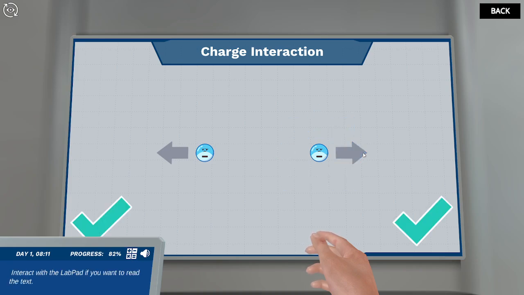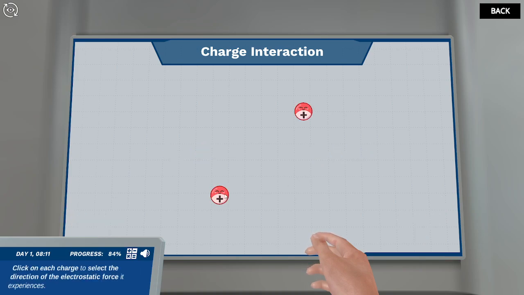Well done! This is exactly right. The charges have the same sign, so the electrostatic force is repulsive. It drives the charges apart from one another. You are ready for a harder challenge. Click on each charge to select the direction of the electrostatic force it experiences.